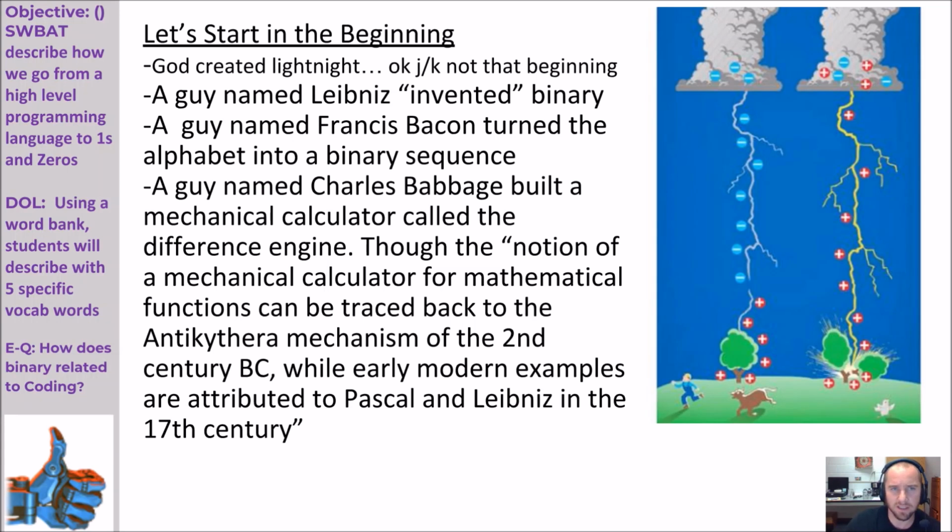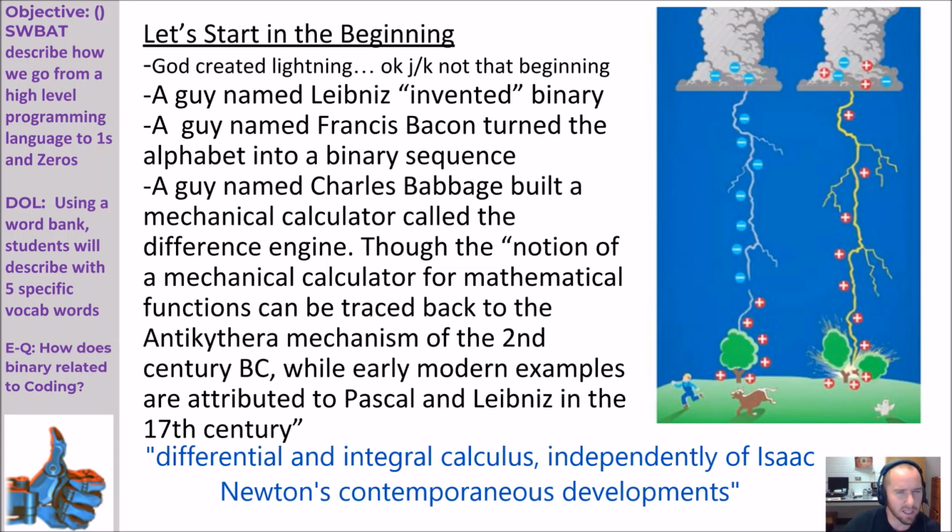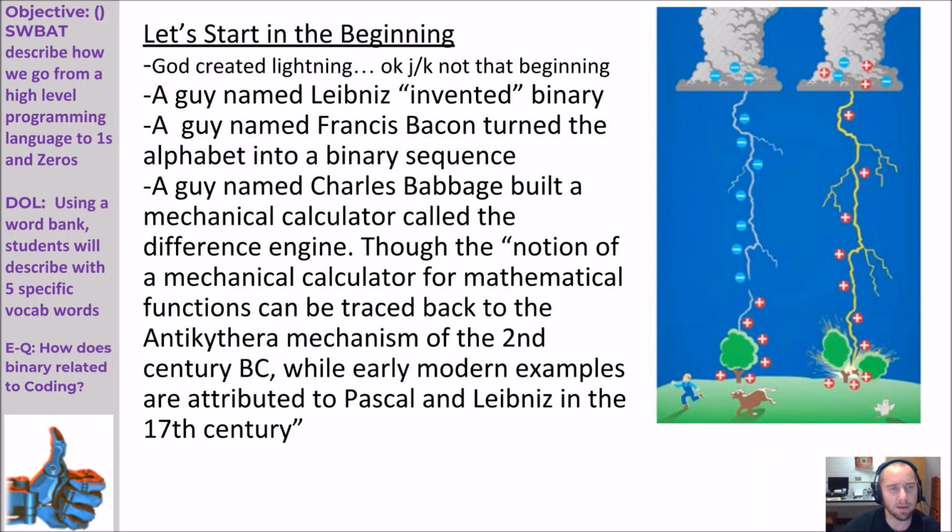So here's our history lesson, starting at the beginning. God created lightning. I'm just kidding. The first guy to start thinking about binary is a guy named Leibniz, and he essentially invented binary. He's famous for inventing calculus too, I think. And I don't even know if I'm pronouncing his name correctly. After this, another guy named Francis Bacon turned the alphabet into a binary sequence. So this is basically our ASCII lesson.